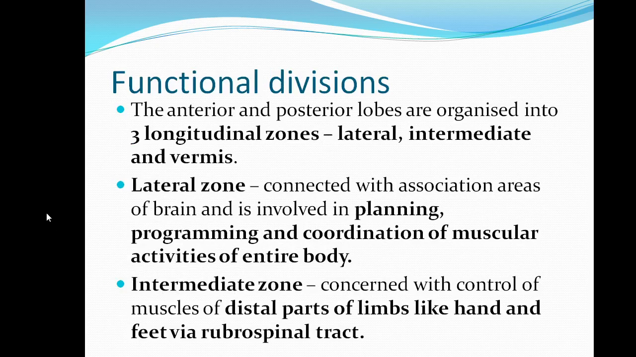Functional subdivisions. The anterior and the posterior lobes are organized into three longitudinal zones: lateral, intermediate, and vermis. The lateral zone is connected with the association areas of the brain and is involved in planning, programming, and coordination of the muscular activities of entire body. The intermediate zone is concerned with the control of muscles of distal parts of the limbs like hand and feet via rubrospinal tract.